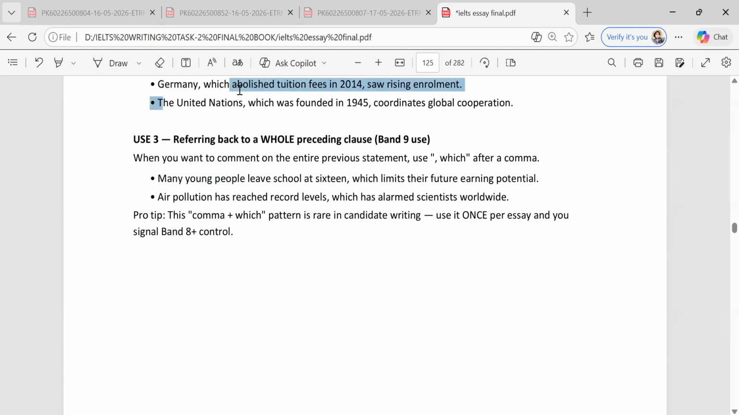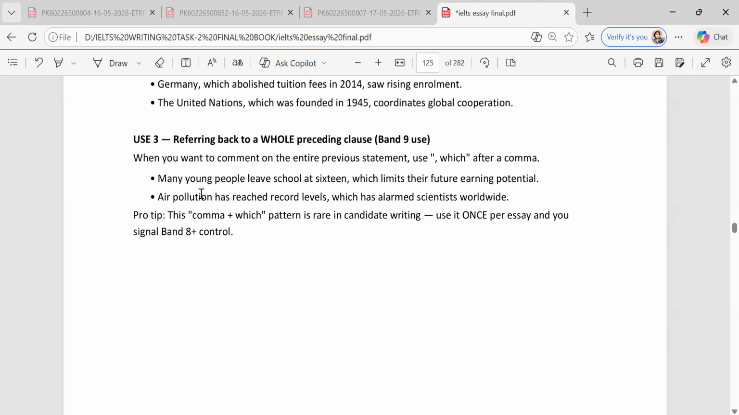Here, this is a noun, and about a noun we have added additional information, so that's why we have put it in two commas, because it is non-essential information we have already introduced here. But in this one, we haven't added anything in between a sentence. First we wrote the whole sentence, and then if we want to refer back to the whole clause, what we do first is use a comma and then after that you can use which: which limits their future earning potential. Now this is a sentence, so to modify this sentence we have put a relative clause, and this second one, the which clause, refers to the previous one. Air pollution has reached record levels, which has alarmed scientists worldwide.